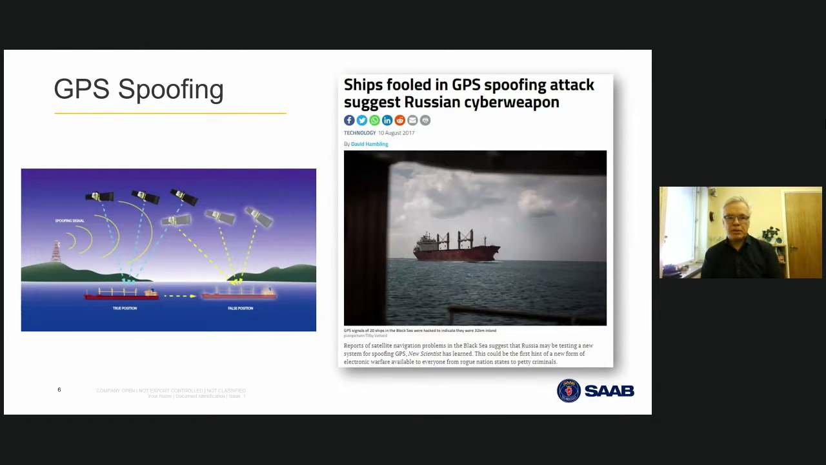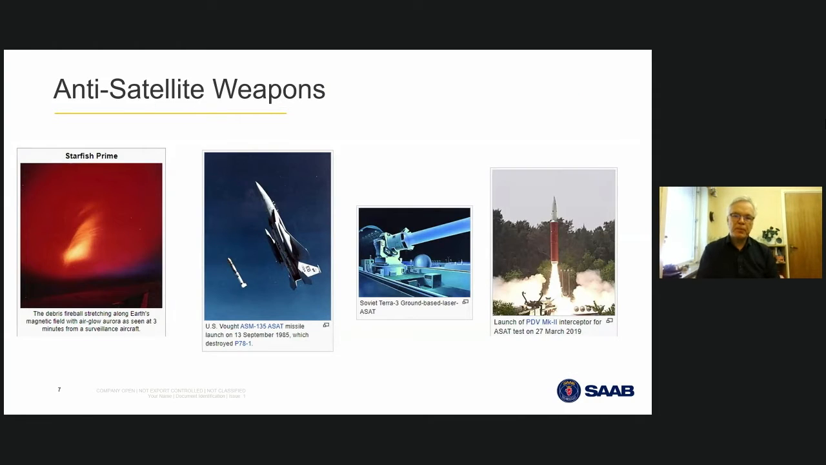Then we have something called GPS spoofing, and that is when you send out a fake signal, and then the ship or the airplane thinks that it is in another position. This is really, really dangerous because you can cause accidents, and it can be quite difficult to detect that you are being spoofed. And on the right, you see an example of activities that have been ongoing during the last years. Again, the Russians.